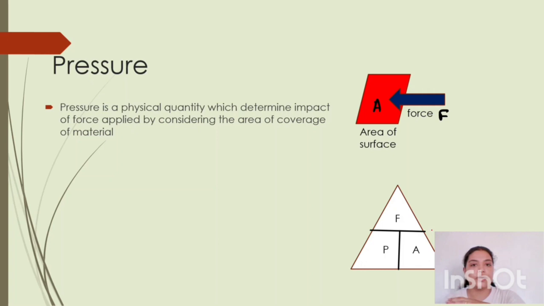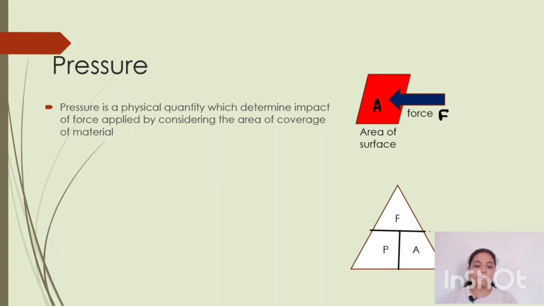Pressure is a physical quantity which determines the impact of force applied on any object. Suppose I have this surface, and I am going to apply a certain force on it. Suppose I have this pen and I apply a force on this surface. So what will happen? The force applied on the surface or the area covered is known as pressure.